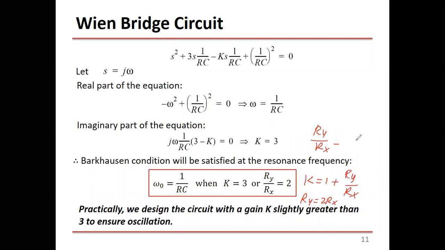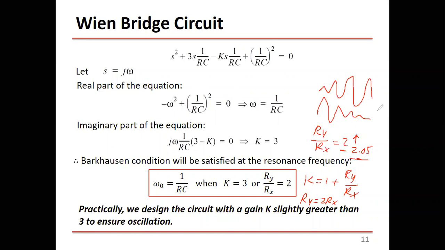So that we can ensure that the oscillation will happen, because if you design it exactly at 2, for some reason Ry might be a little smaller than its value, then this gain will be slightly less than 2 and the signal will die out. So you cannot design it exactly at 2. We intentionally design it slightly above 2 to create the oscillation, and the oscillation will grow. Okay, and then we'll see how to limit this one, how to stop it from continuing to grow.